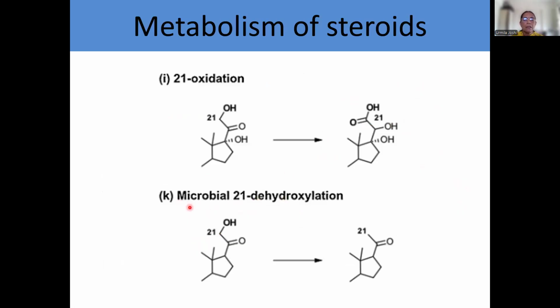One additional reaction in the metabolism of steroids, that is done by microbes in the intestine, is that the C21 hydroxy group is removed. Just see this reaction. C21 hydroxy group is removed. So COCH2OH is converted to COCH3. Now this occurs in microbes. This does not occur in humans because in humans this would amount to increasing lipophilicity.